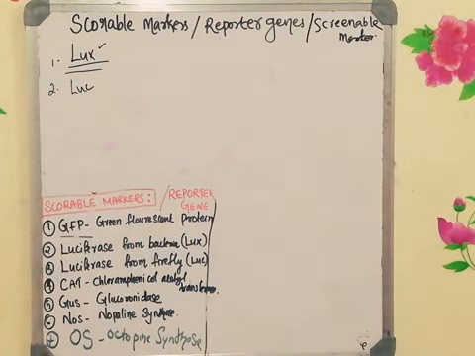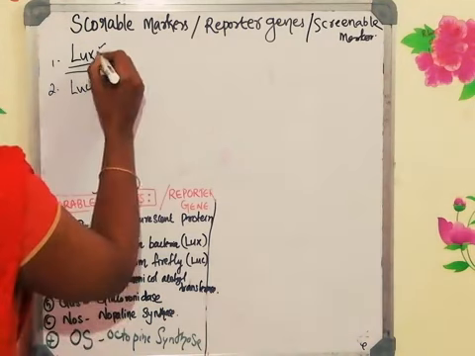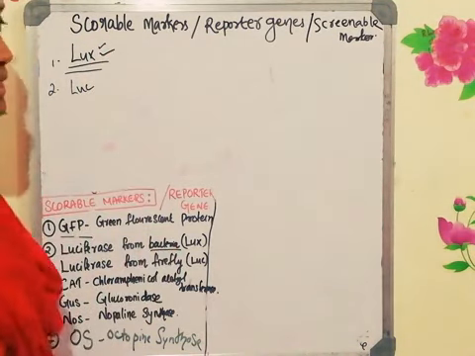Lux is isolated from bacteria, whereas LUC is isolated from the firefly. First we are going to see about the lux, or the luciferase, which is isolated from bacteria.